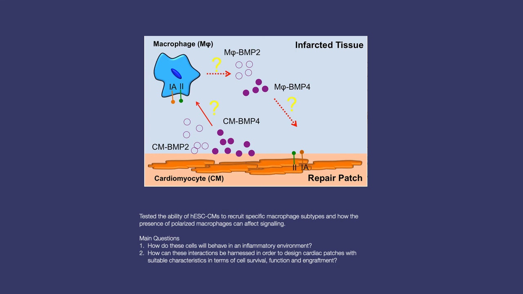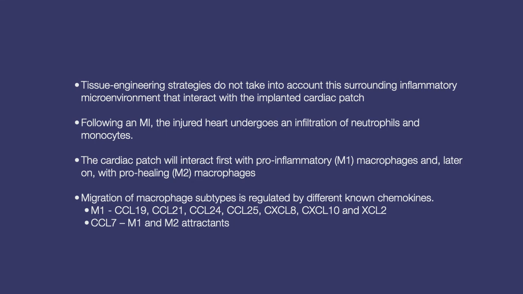First, I want to just go over the main questions of this study, specifically being how do macrophages interact with cardiomyocyte repair patches, and how can these interactions be harnessed to design better patches with suitable characteristics. So following myocardial infarction, the injured heart does undergo an infiltration of neutrophils and monocytes. These will interact with the cardiac patch, first with a pro-inflammatory response and then later with a pro-healing response.